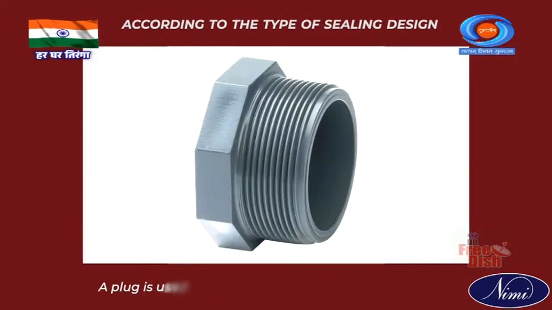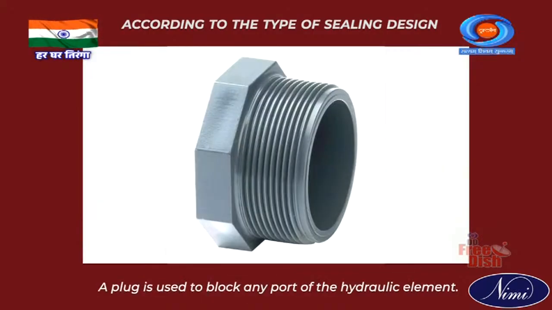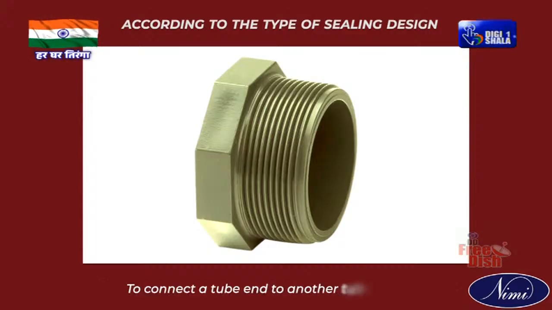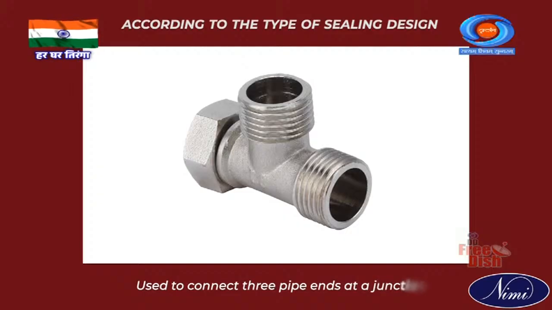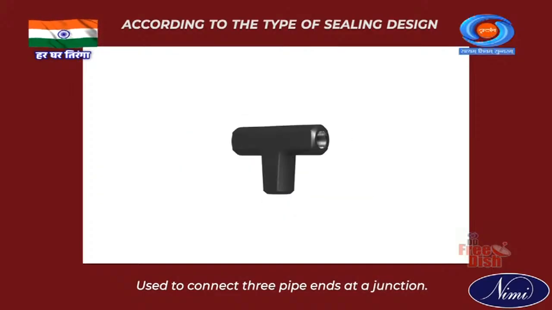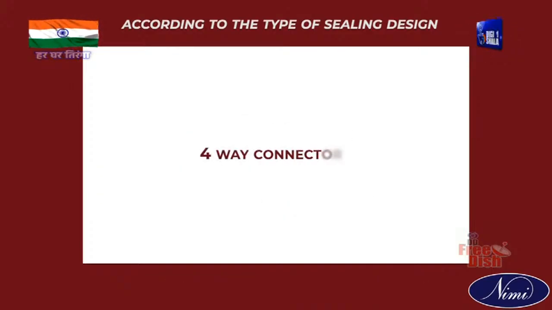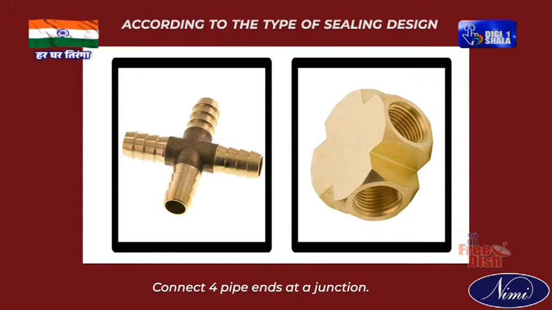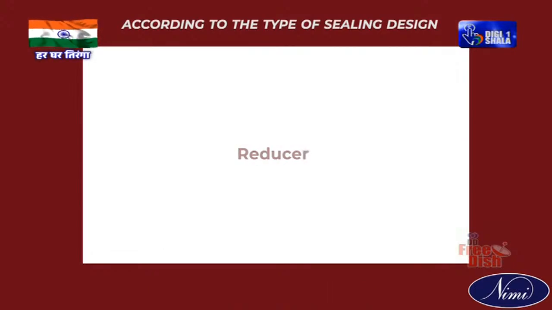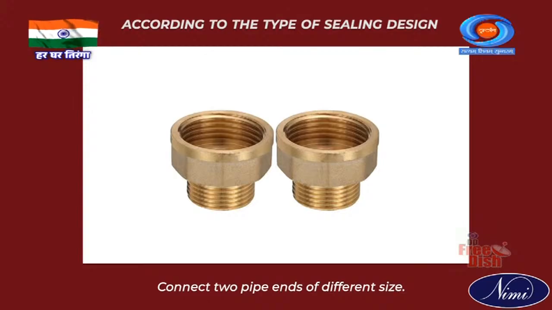Plug. A plug is used to block any port of the hydraulic element. To connect a tube end to another tube end, use a T-connector, used to connect three pipe ends at a junction. Four-way connector, connect four pipe ends at a junction. Reducer, connect two pipe ends of different size.